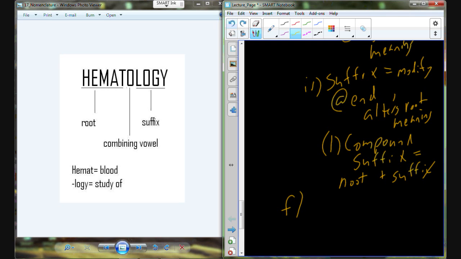Now, as you begin to look at anatomical terms, use the lexicon, use the pronunciation key that can be found in the book, and most importantly, be precise. So to parse this word a little bit more, the O is the combining vowel, it doesn't really add anything, and then L-O-G-Y, logy, simply is going to be the study of. So hematology is the study of the blood.